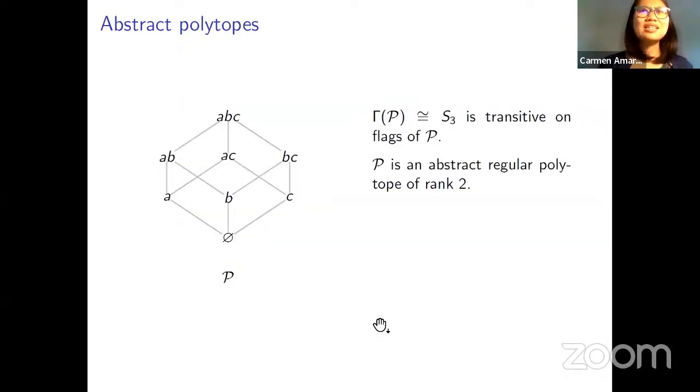So, for instance, yung polytope natin derived from our triangle, okay? Yung ating automorphism group, which is isomorphic to S3, it is easy to show by inspection that this is transitive on the flags of the polytope. Therefore, this is an abstract regular polytope of rank 2.